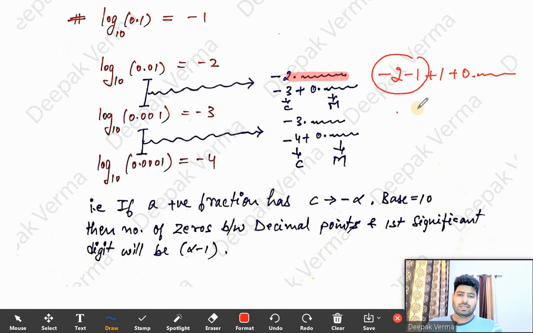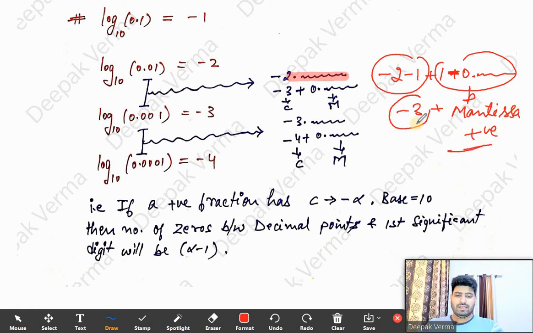So minus 2 minus 1 becomes minus 3, plus 1, and the mantissa part is negative here for the time being, so 1 minus, got it? And 1 minus 0 point something, now the mantissa part will become positive here, got it? Now the mantissa will become positive, so finally we will get minus 3 as the characteristic. So here the characteristic is minus 3.